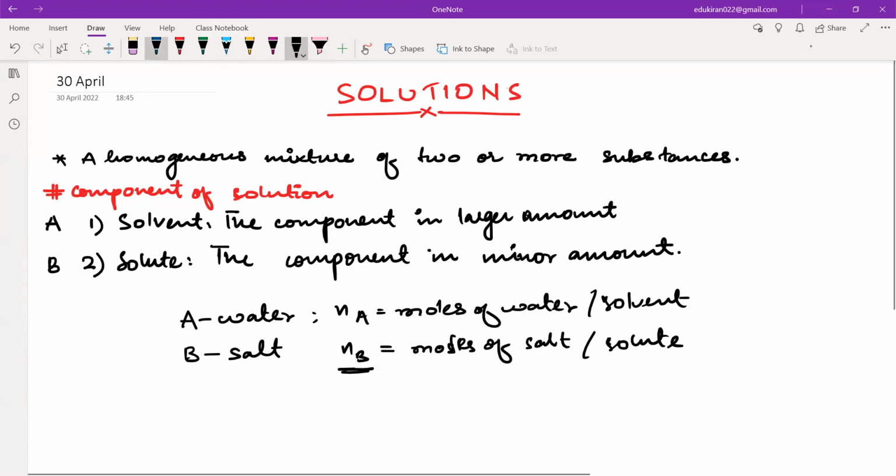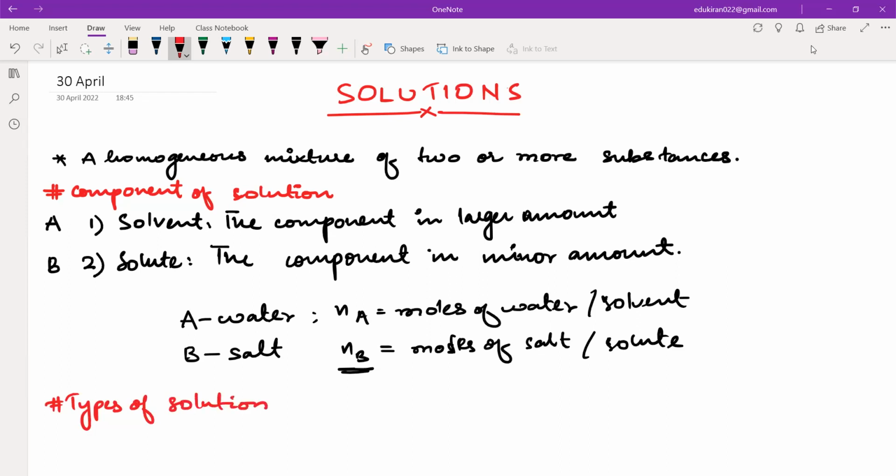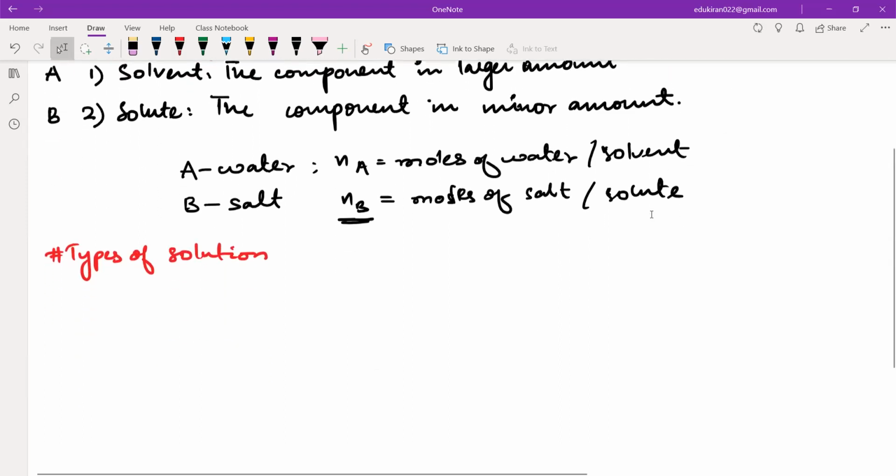Okay. Next is types of solution. In types of solution, I will ask you to leave some space. There is one table that you can write, but let me tell you what the types of solution are. Types of solution can be solid solution. Let us start with gas. Gaseous solutions. In gaseous solutions, the solvent will always be gas.